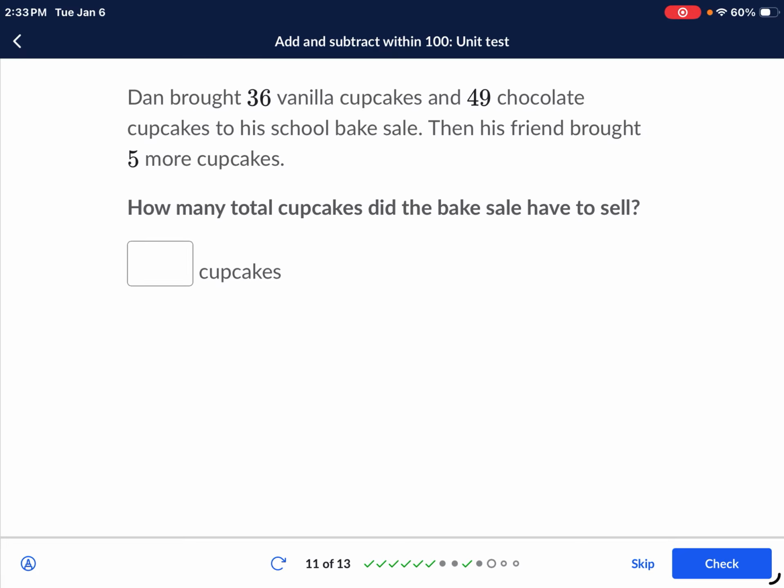Then what? 36 vanilla cupcakes and 49 chocolate cupcakes with school bakes. So, wait, I gotta go away for a second real quick. So I should be about my last time.